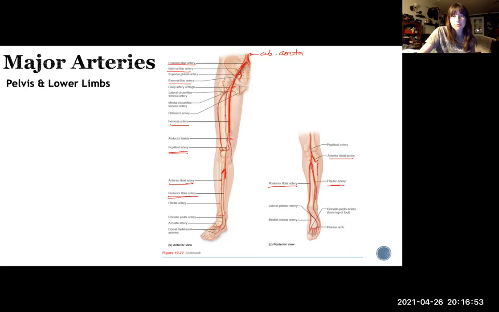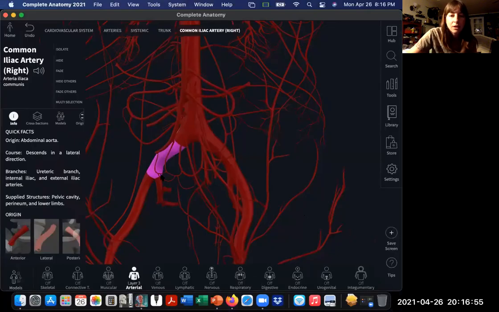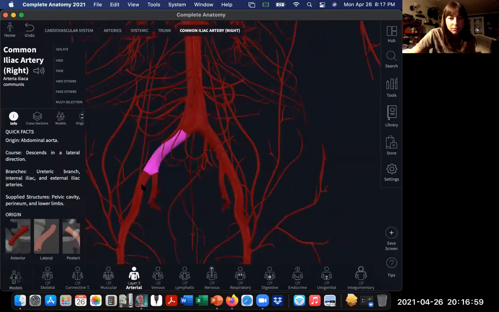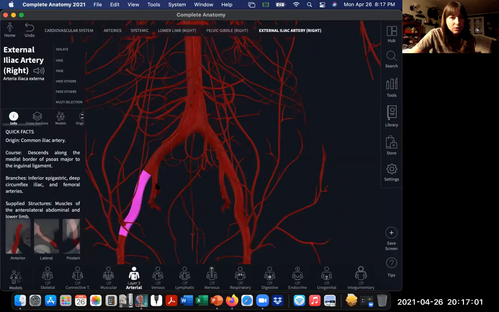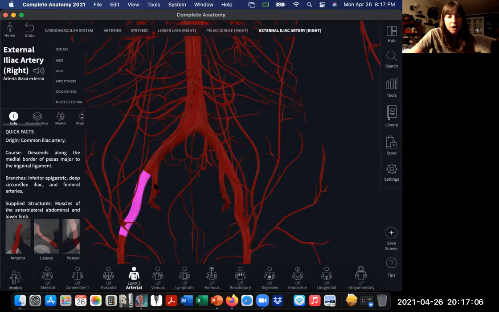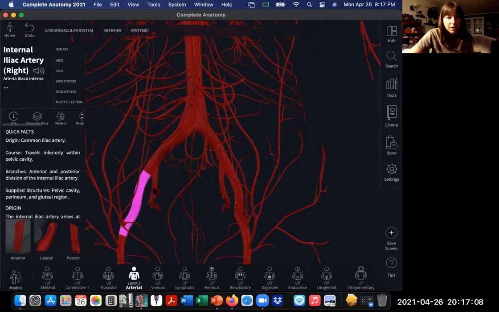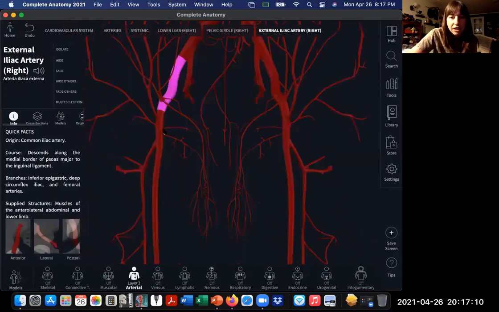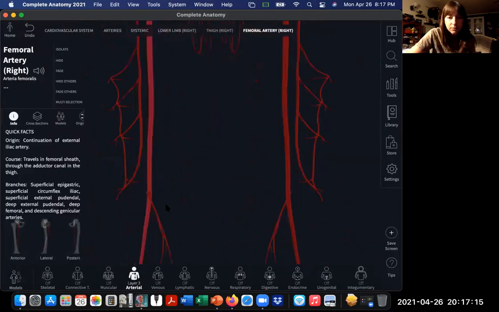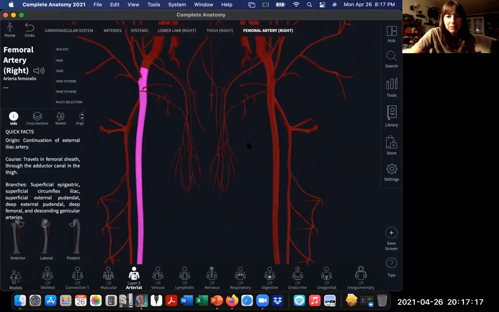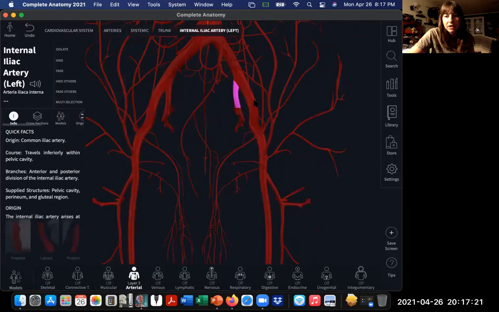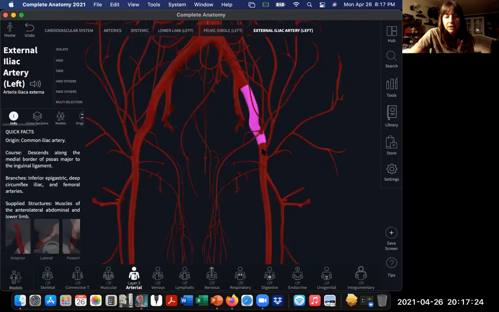Okay, let's take a look at our friend. Common iliac artery, right? Branches into the internal and external iliac artery. Not worried about where the internal goes, don't worry about it. The external iliac artery continues down to become the femoral artery. And this is the same thing that happens on the other side, right? Common iliac, internal iliac, external iliac, femoral.